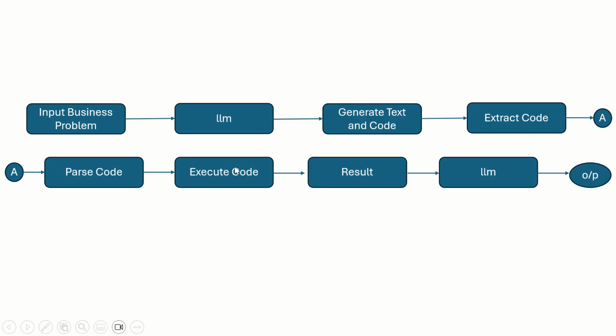And then we parse the code and execute the code, and the result of the code is then passed back to the LLM for a user-friendly output, as we have seen. So again, in short, the prompt is passed to the LLM, it generates the text and code, we take out the code, we parse the code, run the code, return the result, and pass it back to the LLM for the user-friendly output. Now let's take a look at this in detail using a Jupyter notebook.